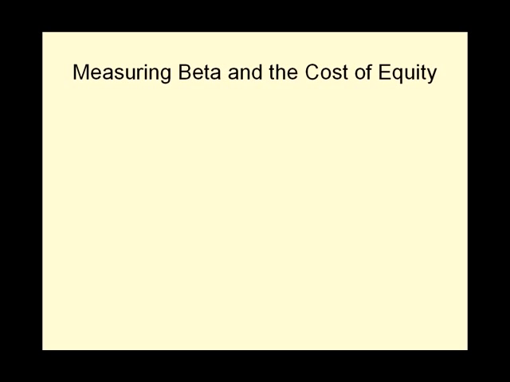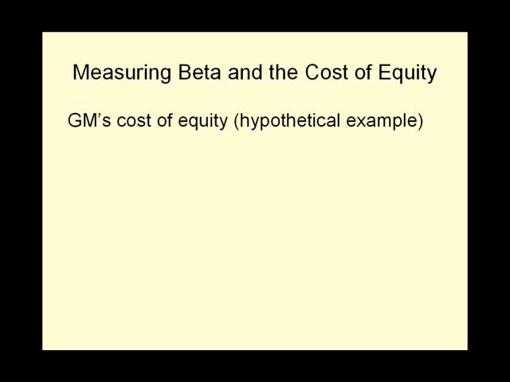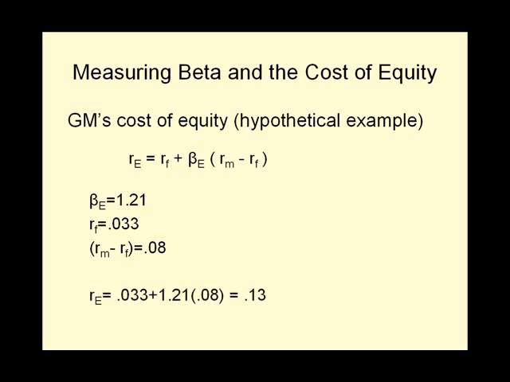Now let's see how an equity beta is converted into a required return on equity or a cost of equity. Let's use a hypothetical example for General Motors based on the numbers that we just looked at. We're going to apply the capital asset pricing model. In the previous slide, we had a beta for equity in General Motors of 1.21. Let's say that over that time period, the risk-free rate was 3.3% and that the market risk premium was 8%. If we plug these numbers into the capital asset pricing model, we get a required return on equity for investing in General Motors of 13%.